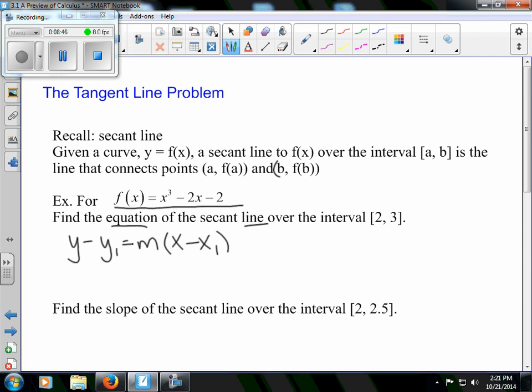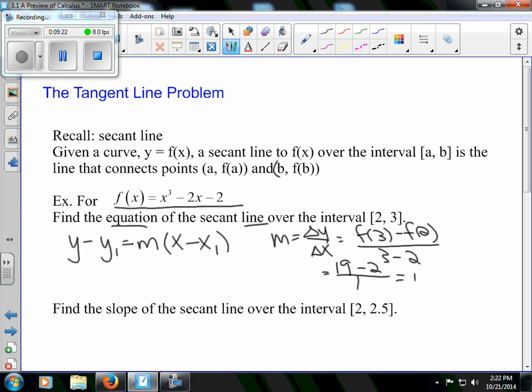Okay, so I just need to find the slope of this secant line. Remember, slope is change in y over change in x. So that's going to be f of 3 minus f of 2 over 3 minus 2, because 2 and 3 are my x values that I've been given here. My function is given, it's x cubed. So f of 3, I plug 3 in, I get 27 minus 6 minus 2, that's 19. Then when I plug 2 in, I get 8 minus 4 minus 2. So 8 minus 6, that's 2, over 1. So I have a slope of 17 here.